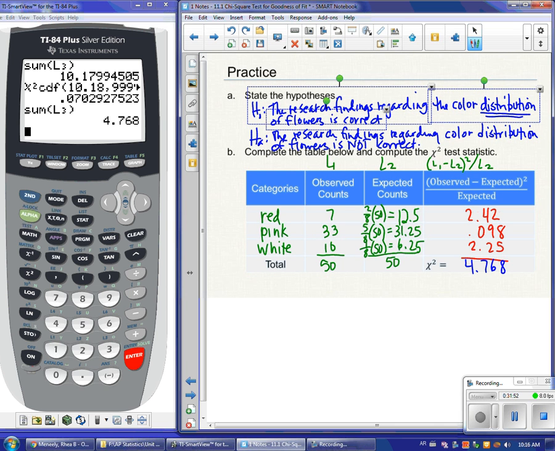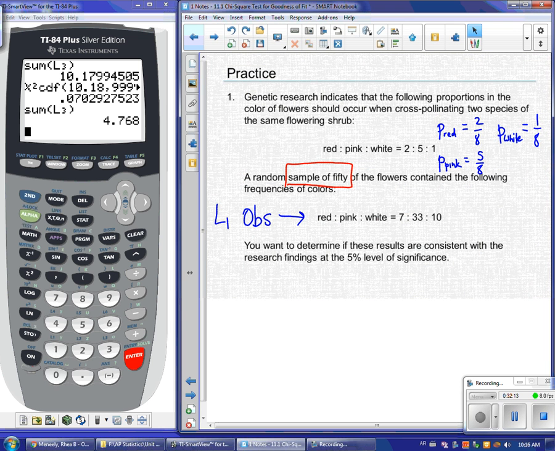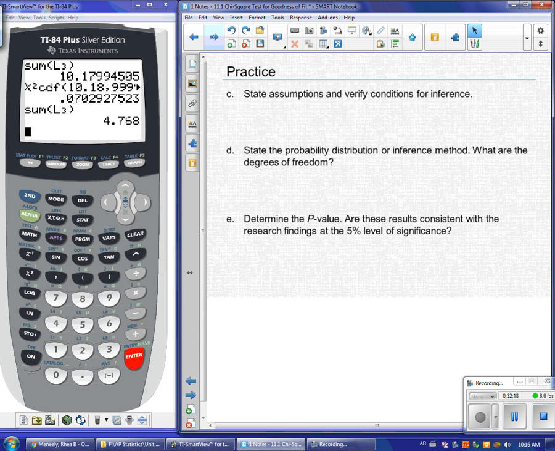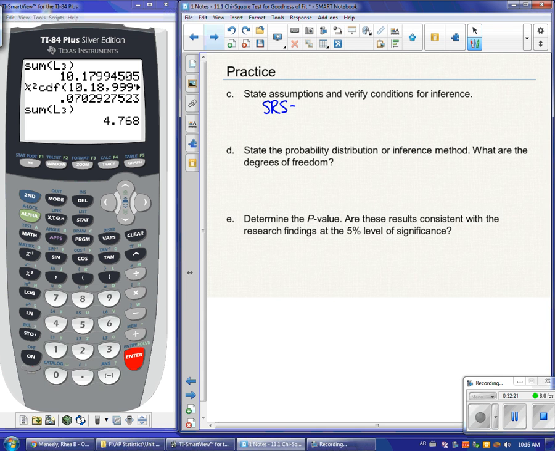Okay, so I did all this work, and I haven't checked my conditions yet. But because one of my conditions is to look at my expected counts, I think that going in this order makes the most sense. But we do need to make sure that all of our conditions for inference are met. So remember, we need to have a simple random sample, and I believe it says in the problem that we have a random sample of 50 flowers, so we know that condition is met. Okay. We can assume the population of flowers is more than 50 times 10, or 500 flowers.